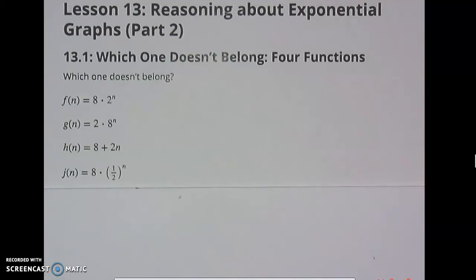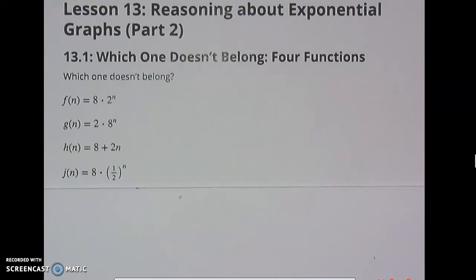Today we're going to talk about reasoning about exponential graphs for the second day. So here's our starting thing. Which one doesn't belong? And we have four functions here. So we have f of n equals 8 times 2 to the n, g of n equals 2 times 8 to the n, h of n equals 8 plus 2n, and j of n equals 8 times 1/2 to the n. So keep in mind we've done these questions before.